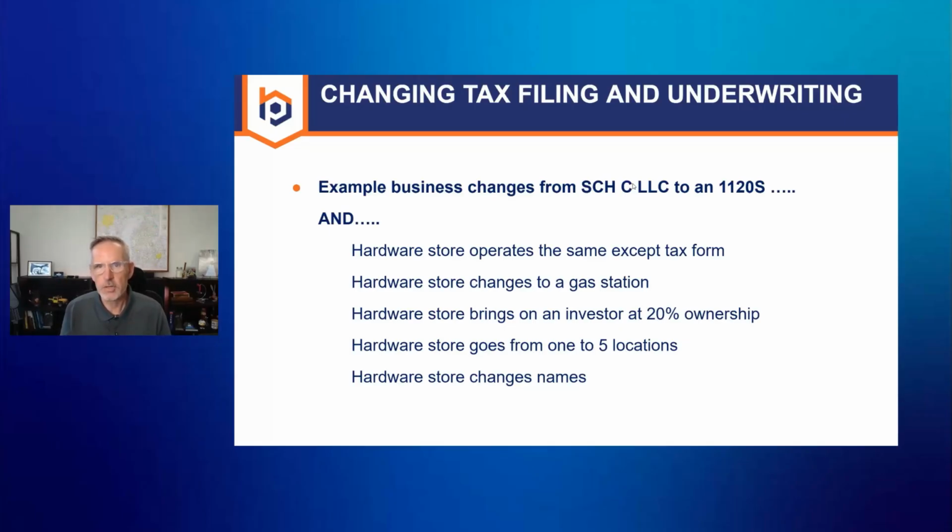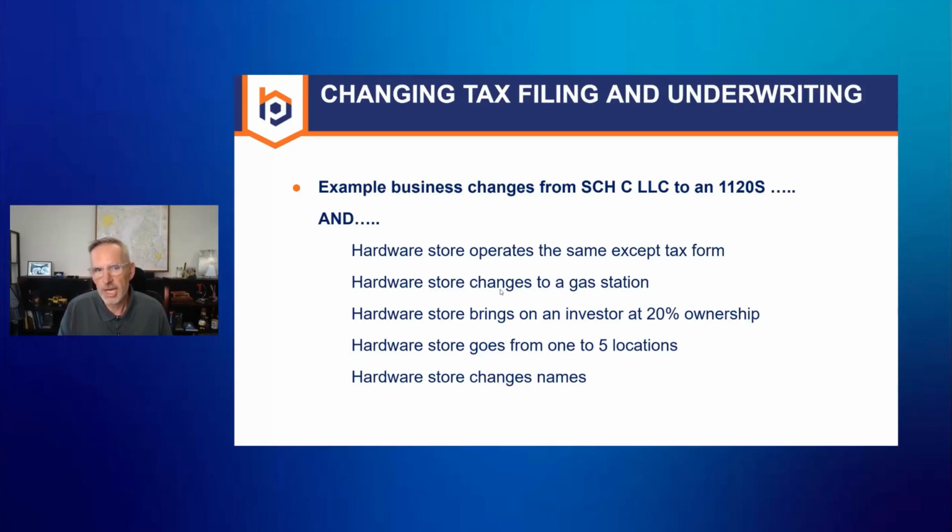I get a situation where a hardware store changed from a Schedule C, a single-member LLC, to an 1120S. Now I've got to sit back and consider the following. What if the hardware store operates the exact same except for the tax form? Does that really change anything in my thought as an underwriter about the business? Probably not. I would say in almost every case, not.